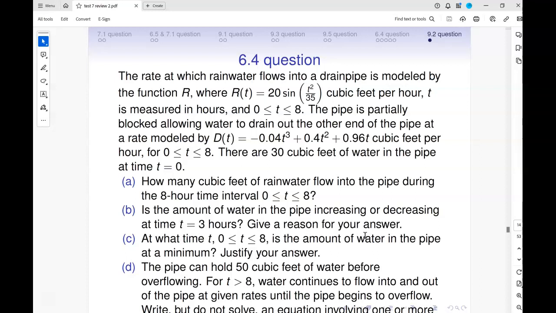It's not like you're zeroing out if you do something silly and type 2 sine of t squared over 35 or something. But as a word of warning, why don't you take a second and type in both R of t and D of t, so you don't have to come back and get them again. Those are the biggies that we need right away. All right.